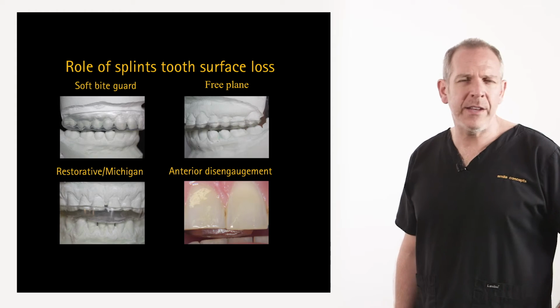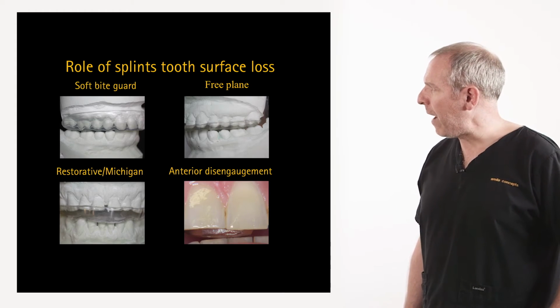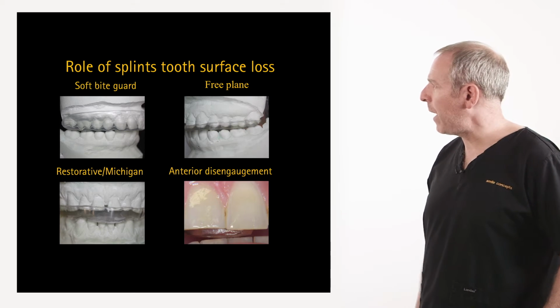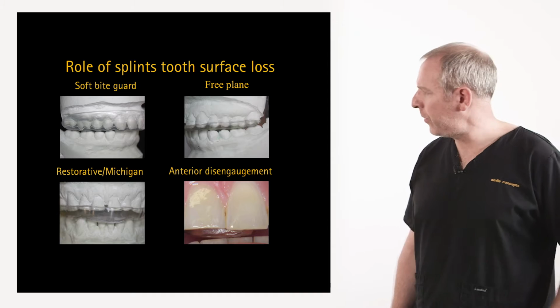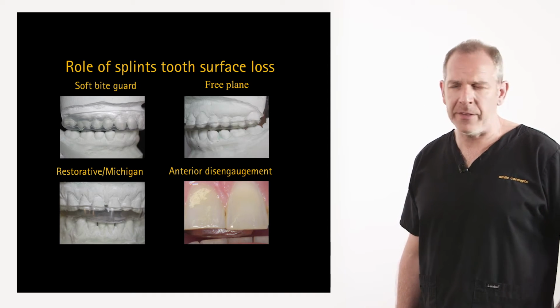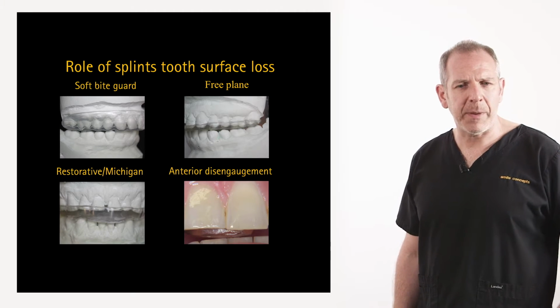And essentially within dentistry there are 4 types of splints. We have the soft bite guard, we have the free plane or flat plane splint, we have the restorative or Michigan splint, and then the anterior disengagement splint. And each of these have their own indications and their own uses.